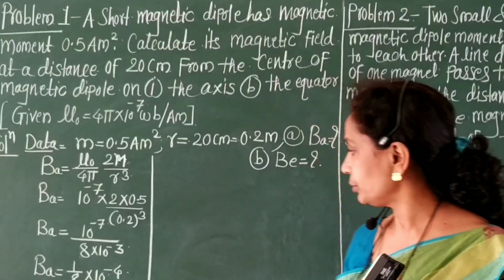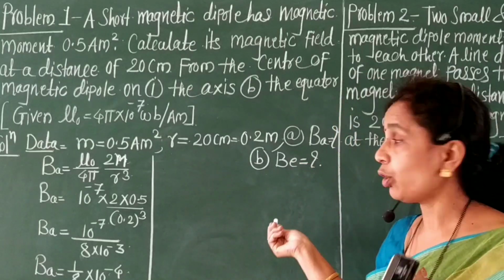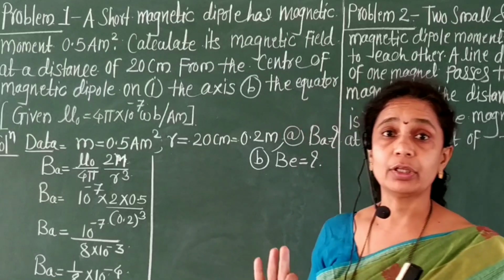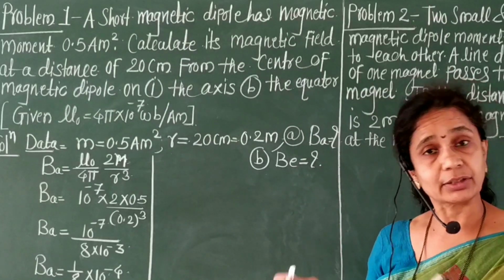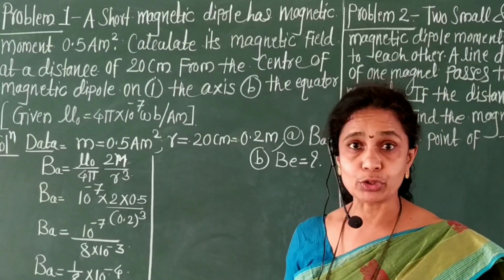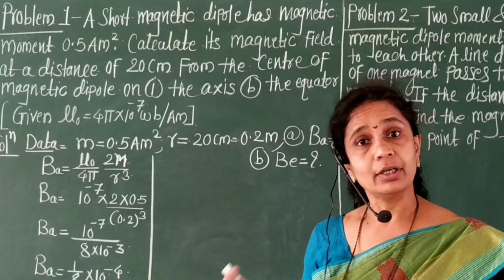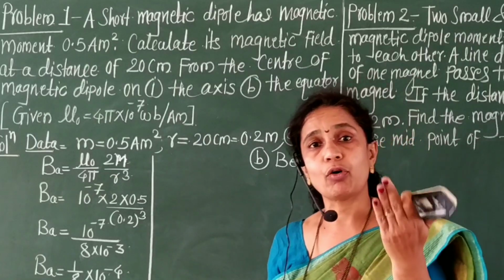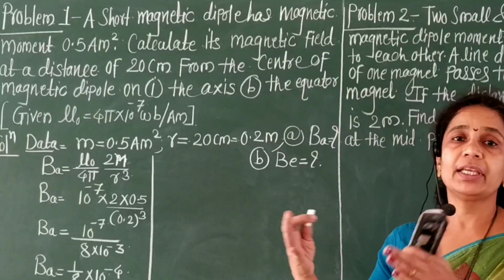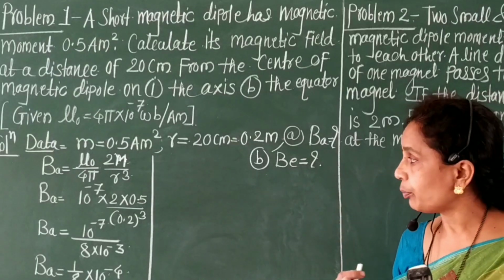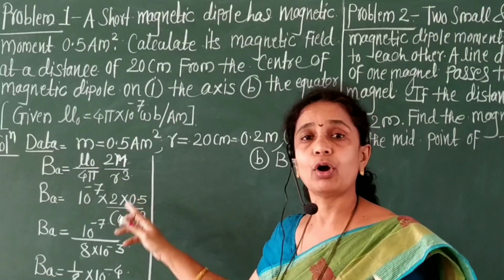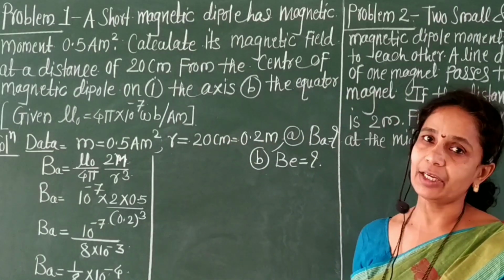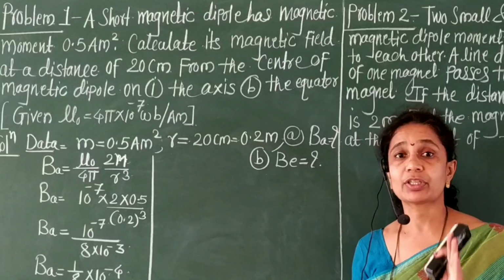Okay, now let us calculate the value of BE. You know what is the relation between BA and BE. Using that we can find out, we can calculate the value of BE. And separately also we can use the formula for BE. BE is equal to mu naught upon 4 pi, m upon r cube, or B axis is equal to twice of B equatorial. You can use this equation also.